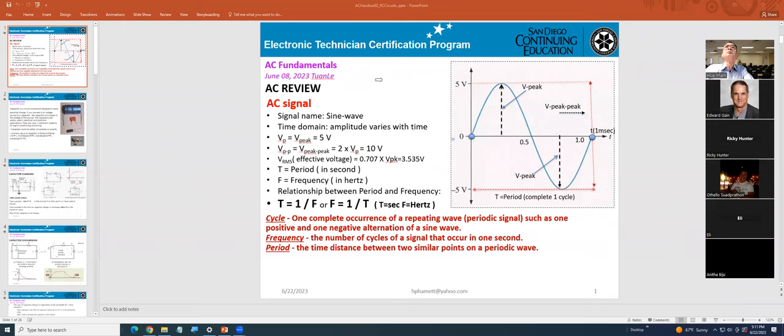Okay, so from today, we will be learning AC, okay? Fundamental of the AC signal, AC circuitry. And tomorrow, on the Zoom, you will be learning how to work with the generator and the oscilloscope, okay?